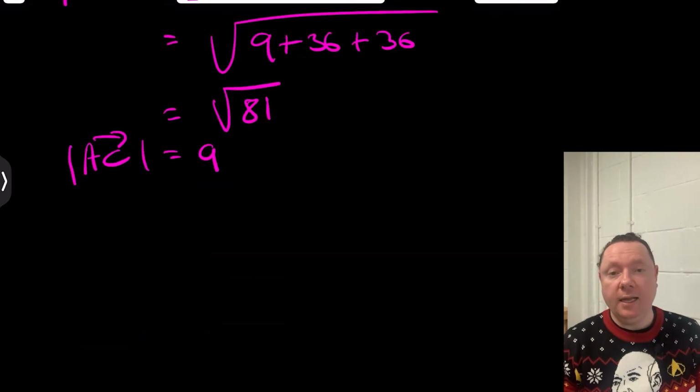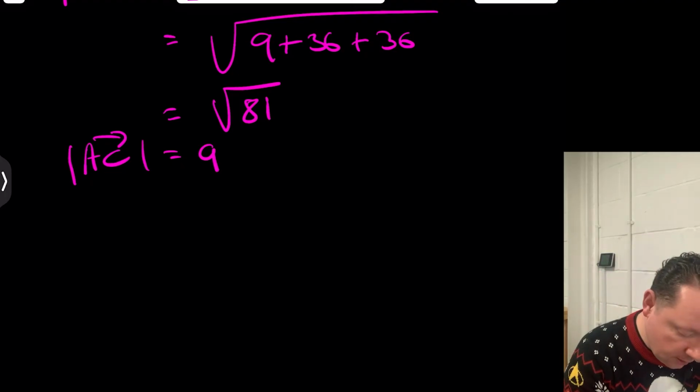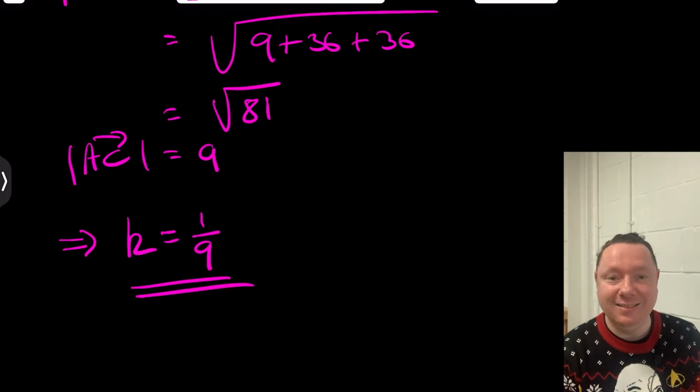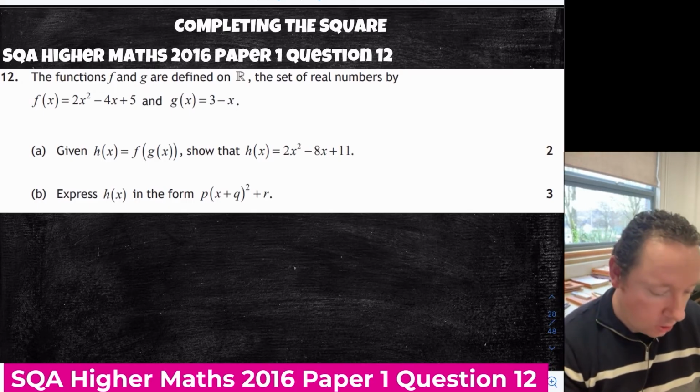And remember, k times AC was a vector of magnitude 1. That just means k must equal 1/9, because 1/9 times 9 is 1. And we're done there. Completing the square, SQA Higher Maths 2016, paper 1, question 12.